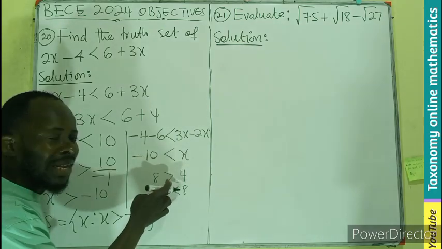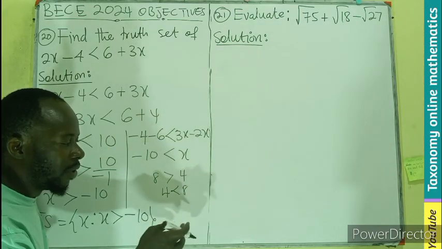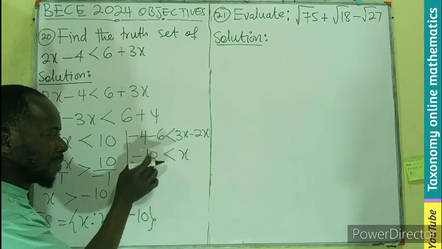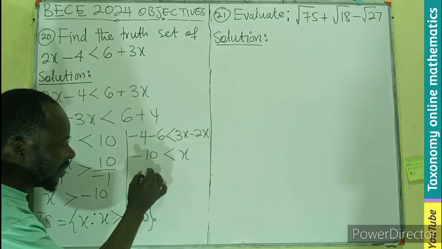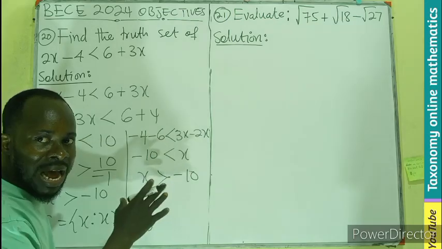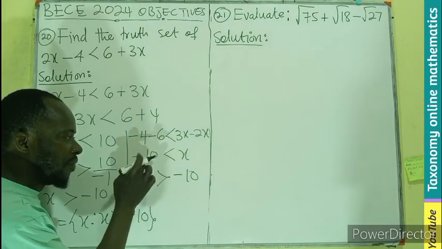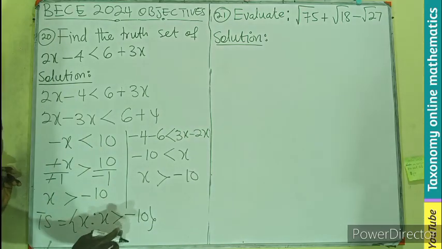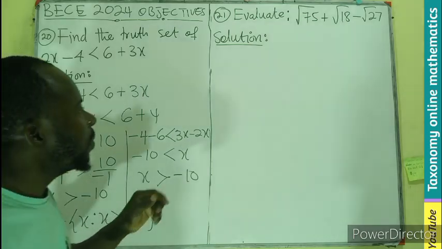This is greater than sign, less than, but the same meaning, because 8 is bigger than 4, meaning 4 is less than 8. So here, I can say that since minus 10 is less than x, it means x is greater than what? Minus 10, with no other addition of sign. But we can understand that if this is less than this, then this is bigger. That's how the sign is changing in this environment.